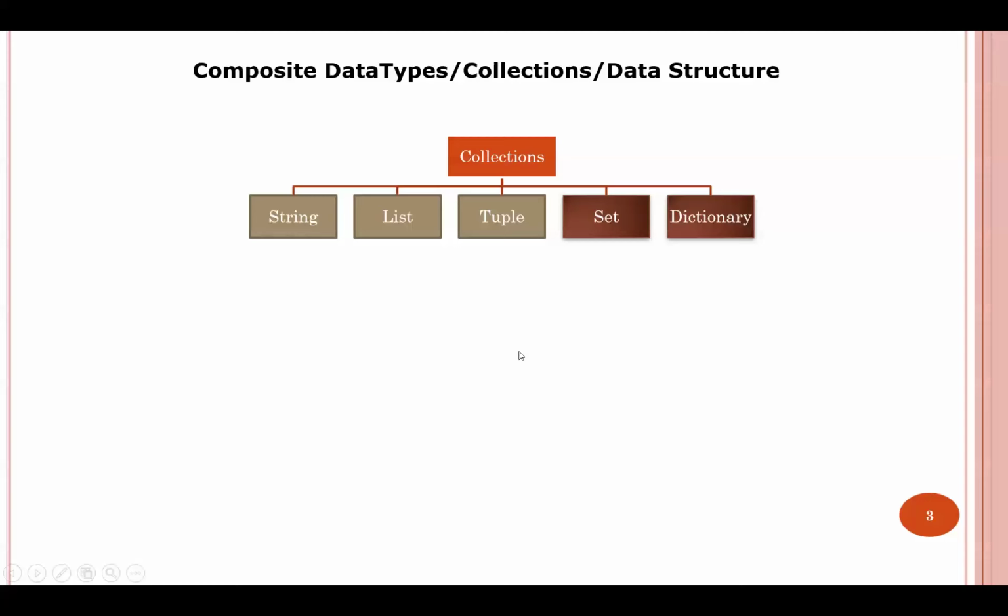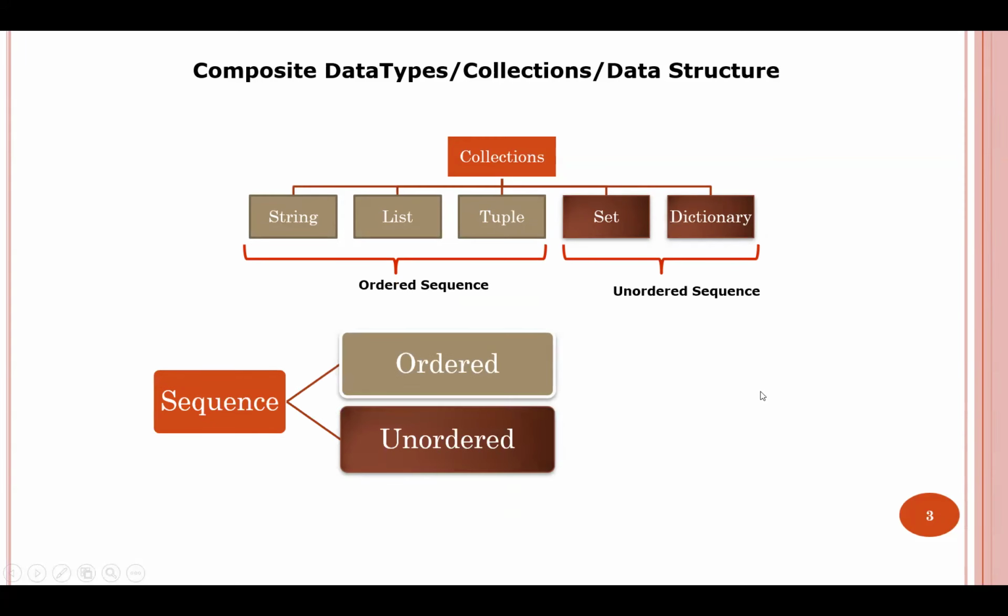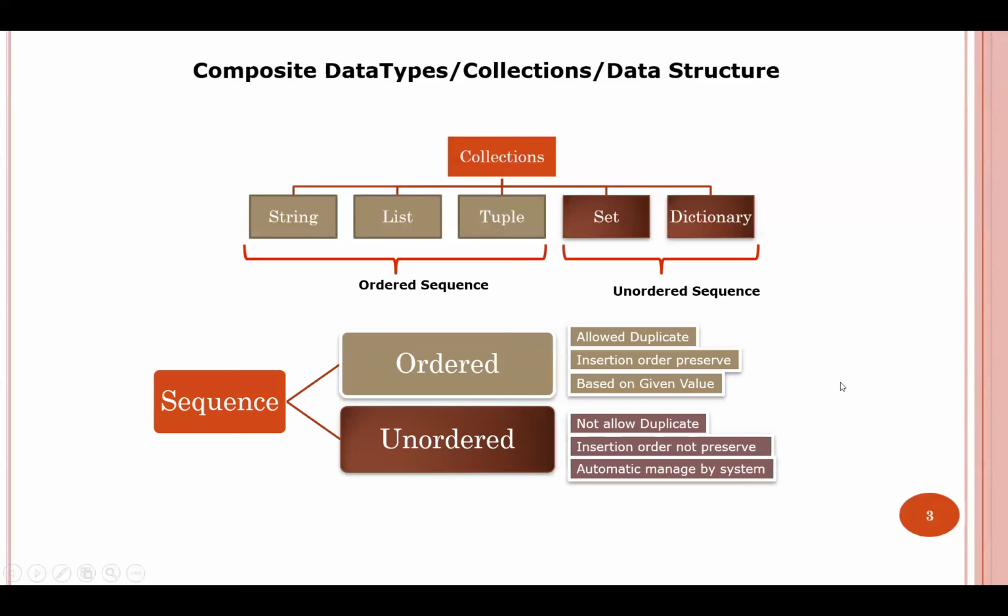Okay, so now this you guys already know. We have five different types of collections: string, list, tuple, set, and dictionary. String we have done, list we have done, set we have done. Today we are going to discuss the tuple. So as the basic property, you can see here, tuple comes under where? Tuples come under the ordered sequence.